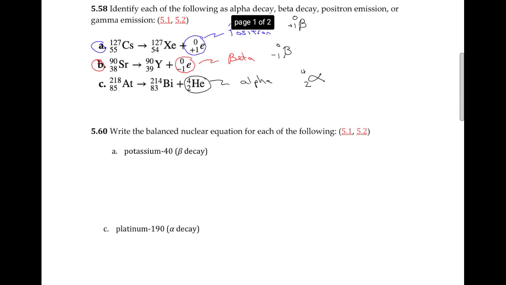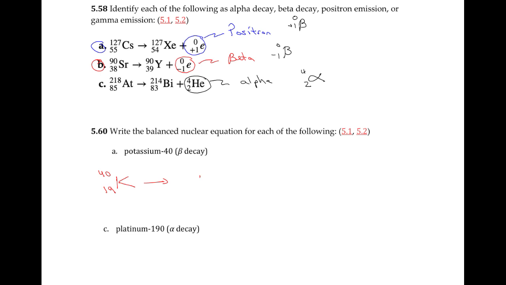All right, the next question says, write the balanced nuclear equation for each of the following. The first one is a beta decay of potassium 40. I go over to my periodic table and I write down the atomic symbol for potassium. It's element number 19. The isotope is potassium 40, and it's undergoing beta decay. So I'm going to write down a beta particle.